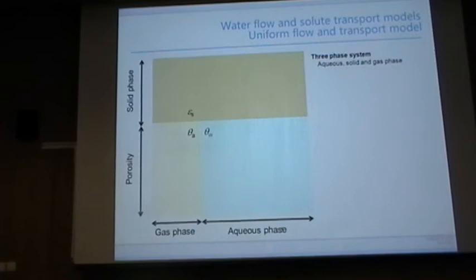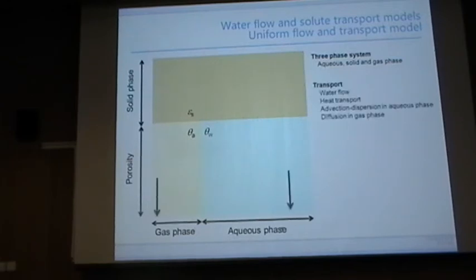With the possibilities of Hydrus, we can handle these types of systems. So we can have uniform flow and transport models. We have a 3-phase system in a porous media: the solid phase, gas phase, and an aqueous phase. And then we can do different transport simulations of water flow, of heat. We have advection-dispersion in the aqueous phase and diffusion in the gas phase.